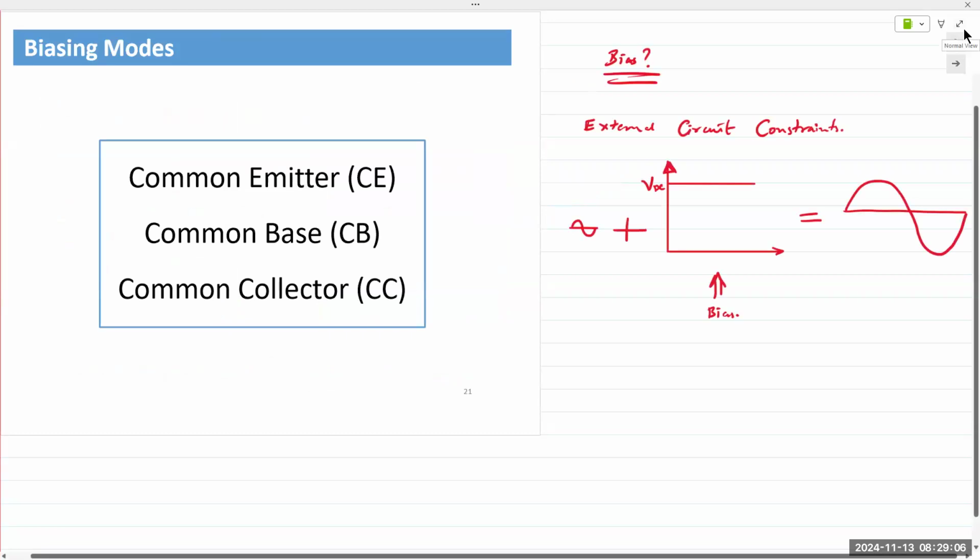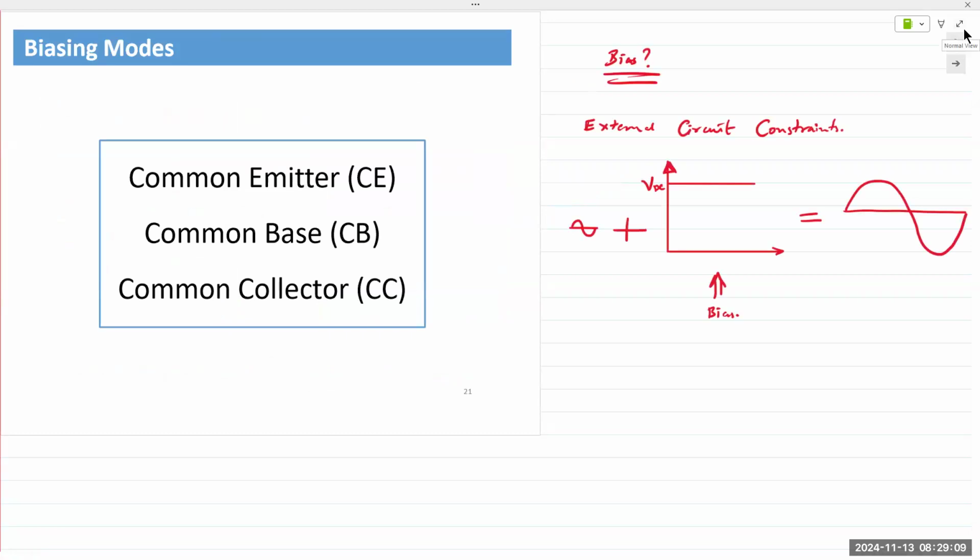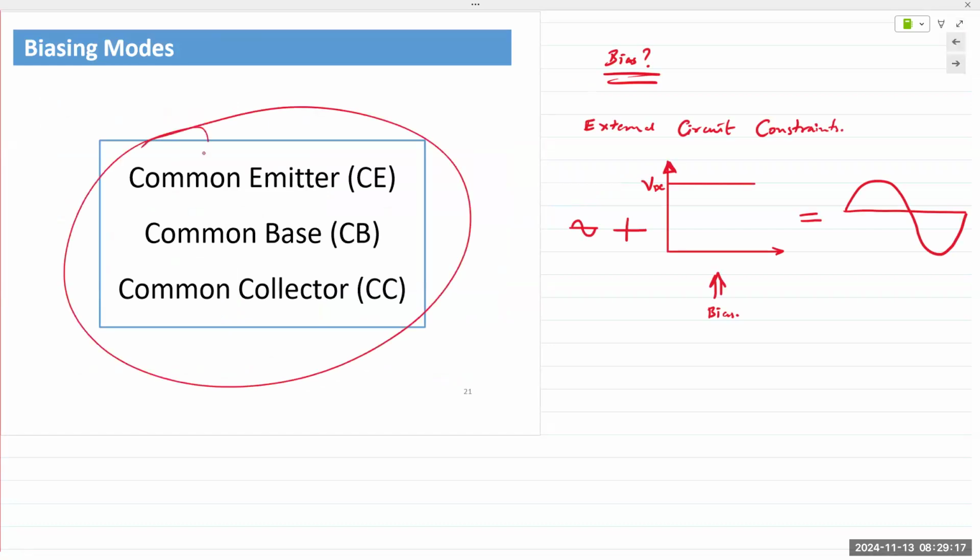All right, so we talked about bias and why bias is important. And from that, we can introduce the three modes of operation for a transistor. And that comes from the fact that the transistor has three terminals, and we use one terminal as common for the input side and the output side. So we have three terminals: emitter, collector, and base. If the emitter is common to the input and the output side, then we say that the transistor is operating in the common emitter mode. Okay, it's a common emitter configuration.